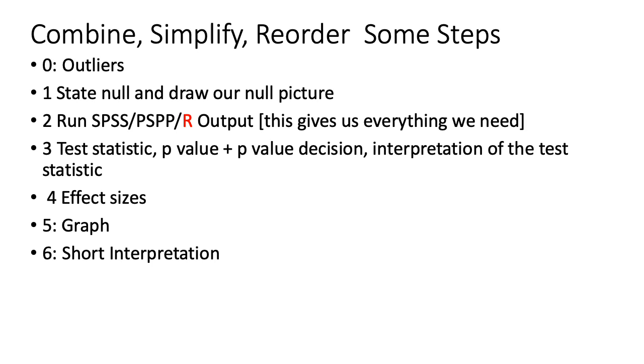All right, so I'm going to reorder our steps and readjust them. I'm trying to make less work for you. So number one, yes, 0, we still do our outlier examination. We state our null and we draw our null picture. We're still doing that. It's just different based on the different tests. We run our SPSS, PSPP, R output, anything that we need, we do that second. We get our test statistic, our p-value decision, and we interpret the test statistic.